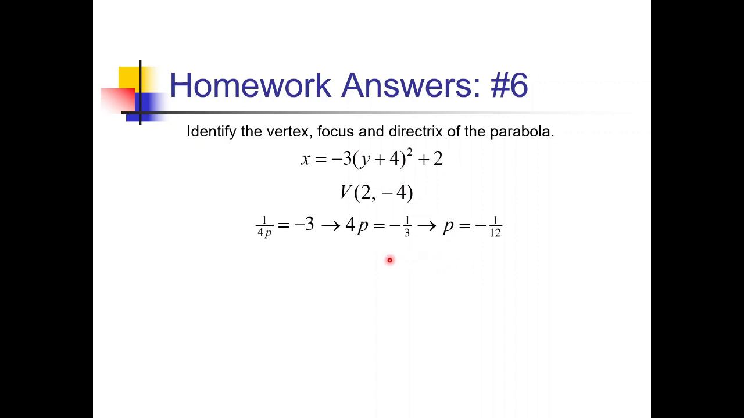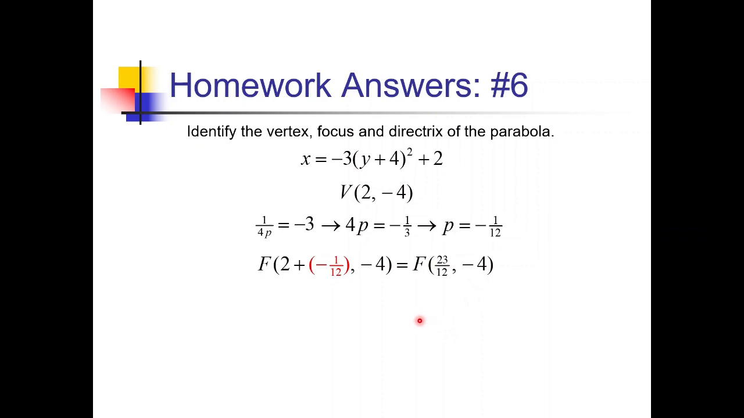Okay, let's get the focus now. I can get that by adding the p-value to the vertex. And we're going to add it to the x value of the vertex because this is an x equals equation. So I have 2 plus negative 1/12 comma negative 4. This is really like having 24/12 plus negative 1/12. That's 23/12 comma negative 4. So that'll give me my focus.